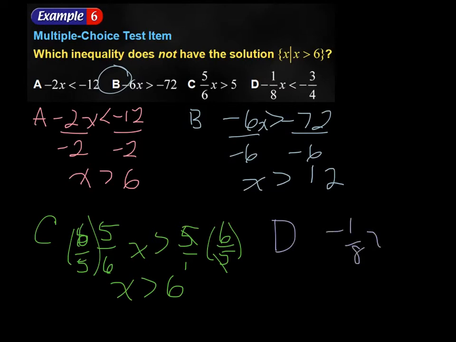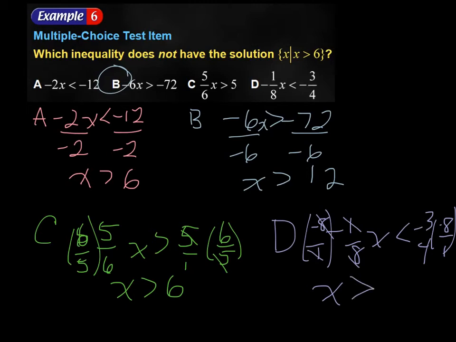-1/8 x is less than -3/4. So we'd multiply both sides by -8/1. And cancel. We have x. We have to reverse the inequality because we multiply by a negative. Is greater than. The 4 would cancel with the 8. Negative times negative is a positive. And what do you know? So the only one that did not give us x is greater than 6 was B.